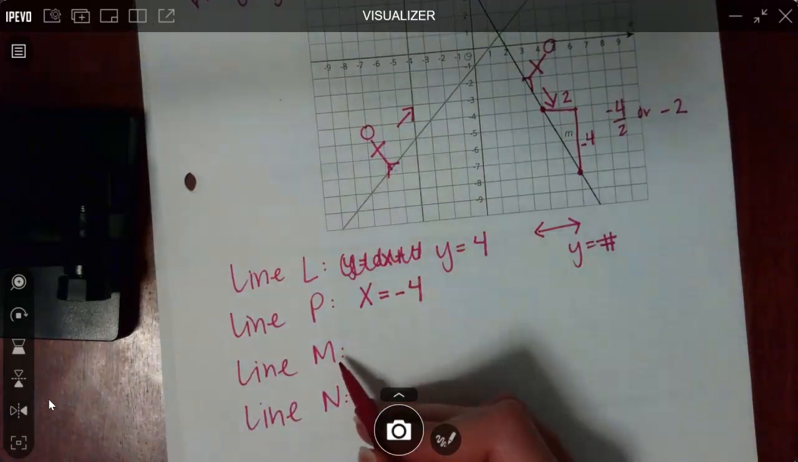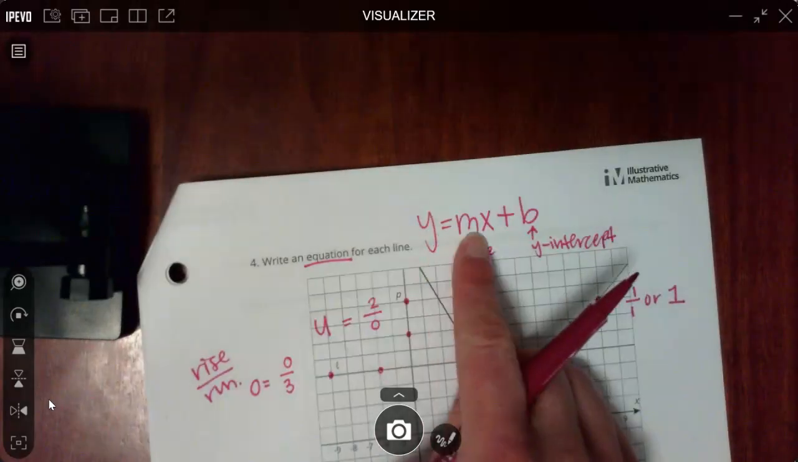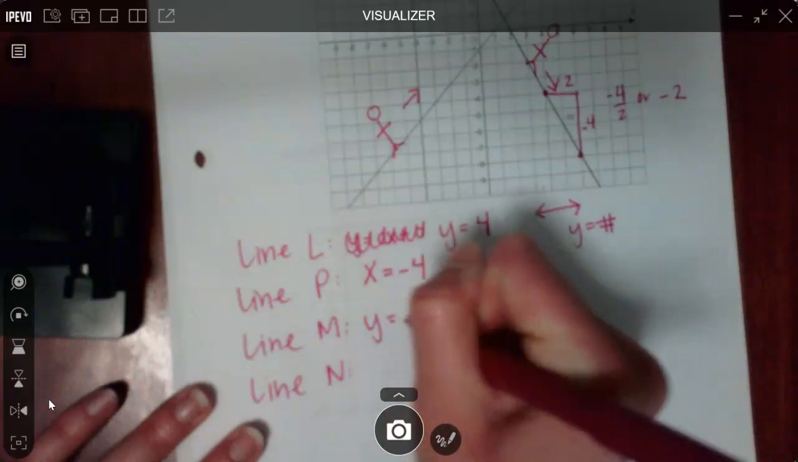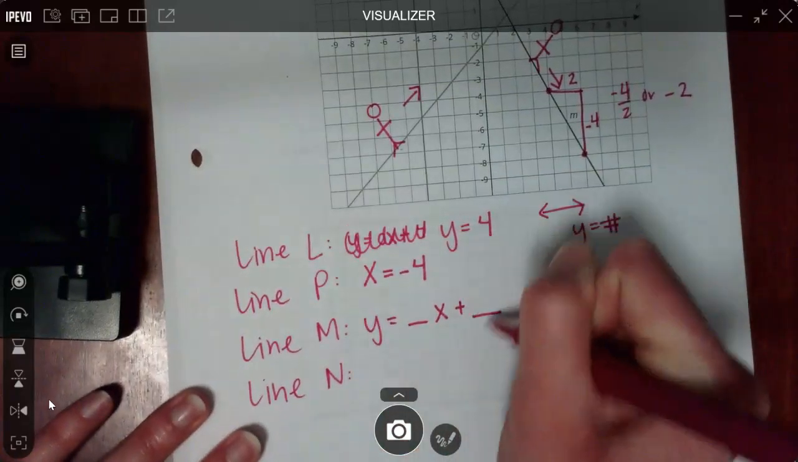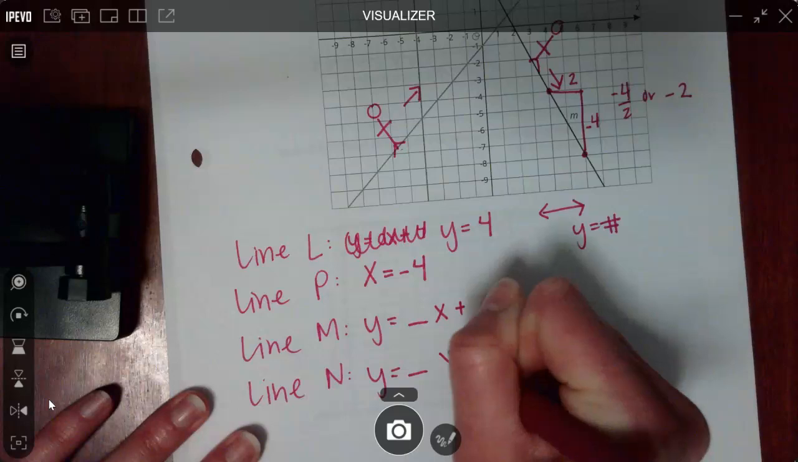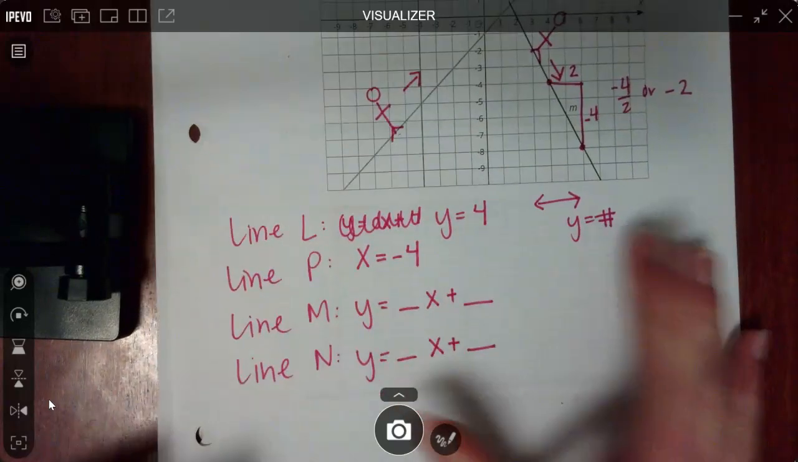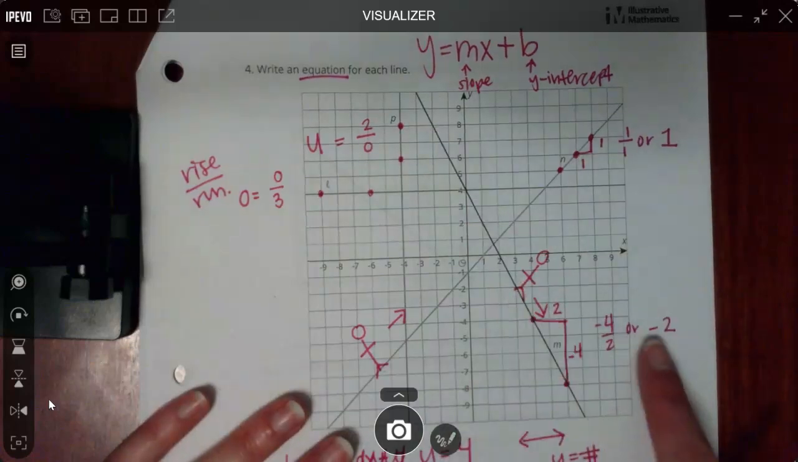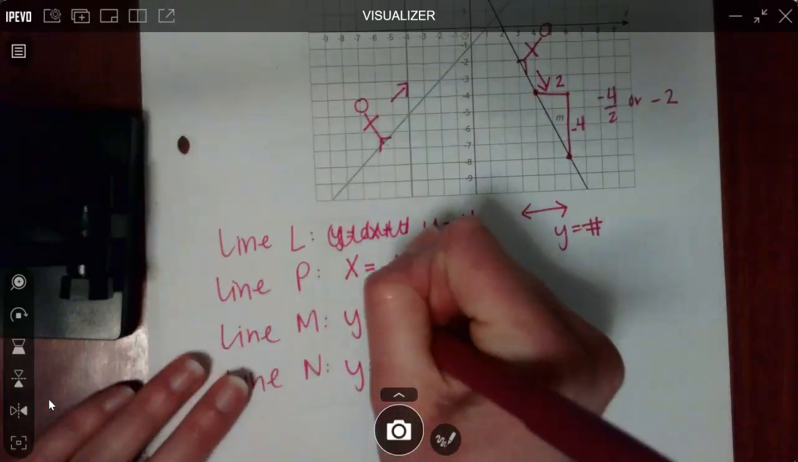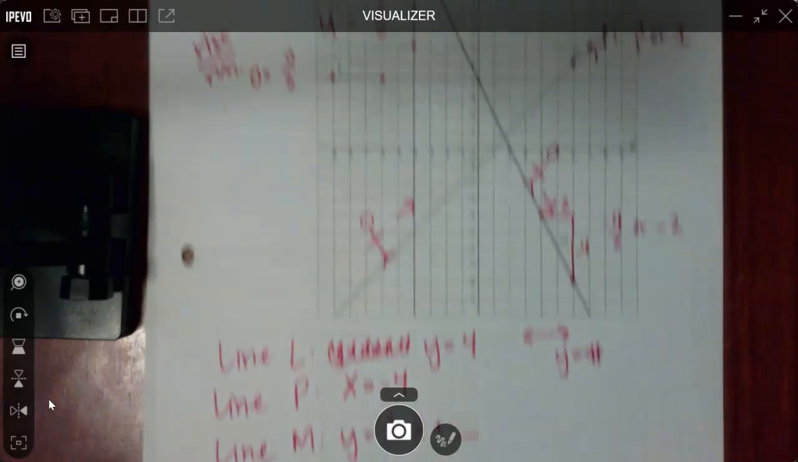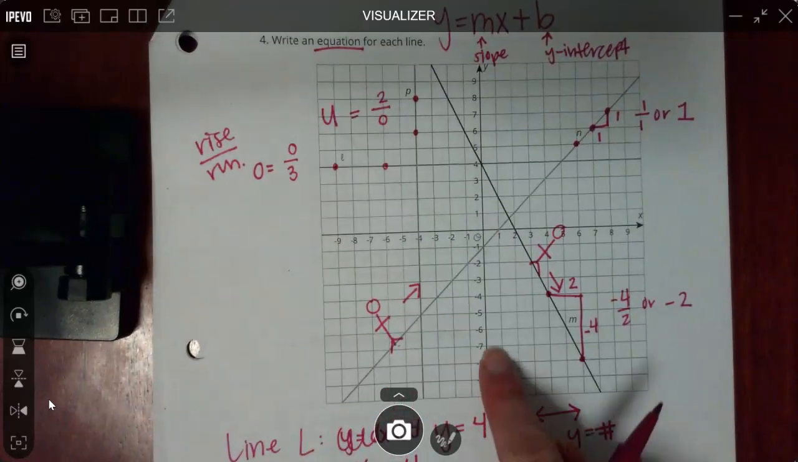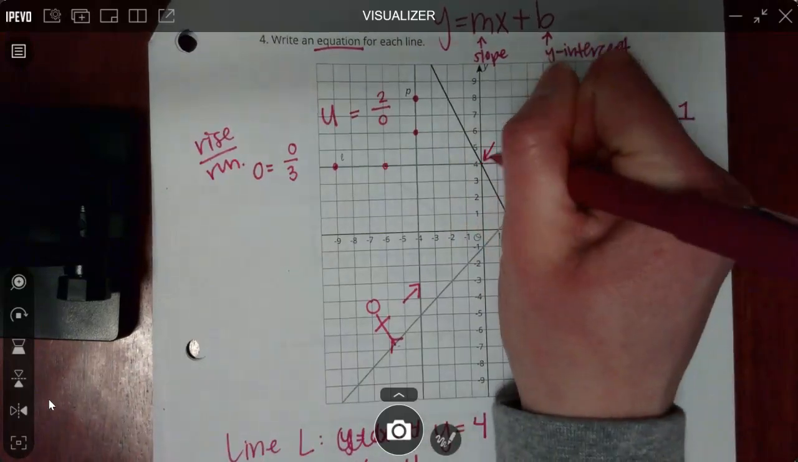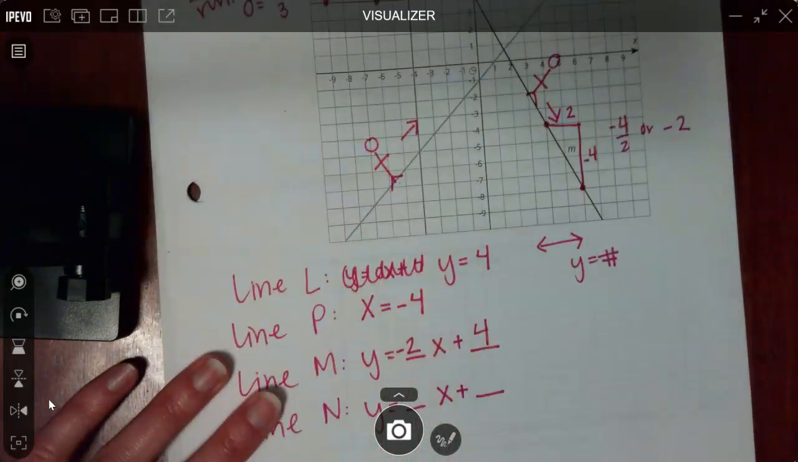Now line M. I need it to look like this: y equals mx plus b. So I'm just going to fill it in. y equals blank x plus blank. Looking at line M, that was my negative slope. It's going down. My slope was negative 2. Plug it in. And then where does it cross on the y? Right here. So if it crosses there, my b is 4.